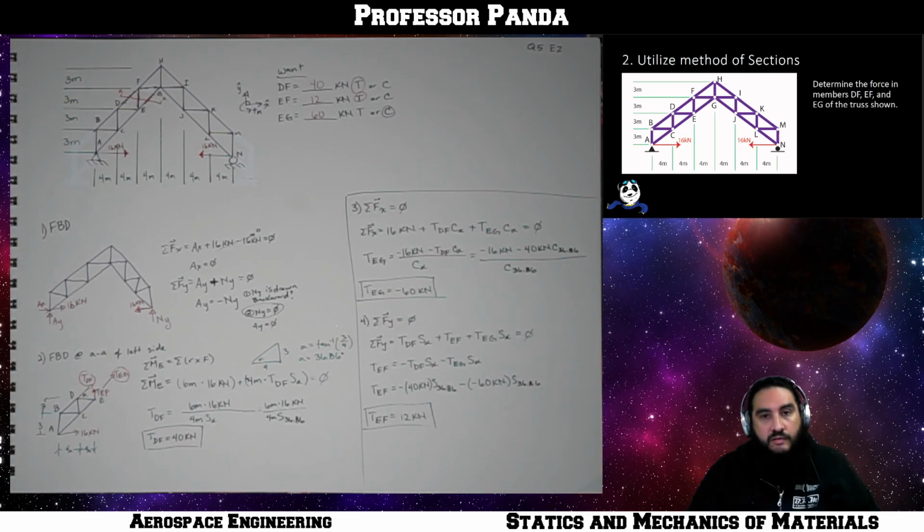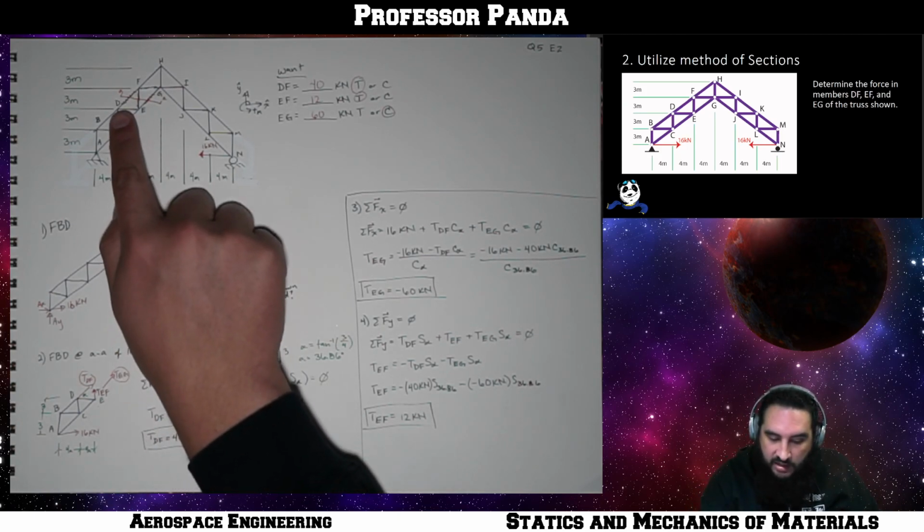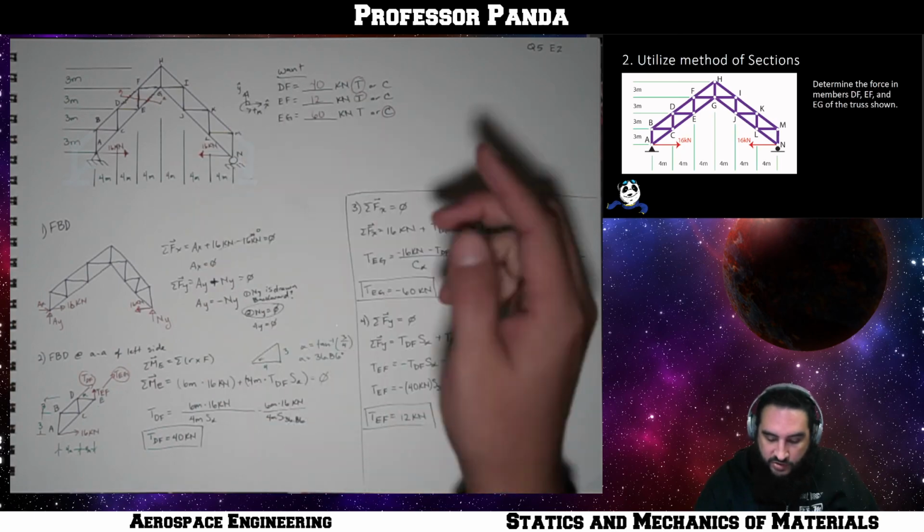Homework help. Quiz 5, example 2, utilizing method of sections to find a couple of members within the truss structure.